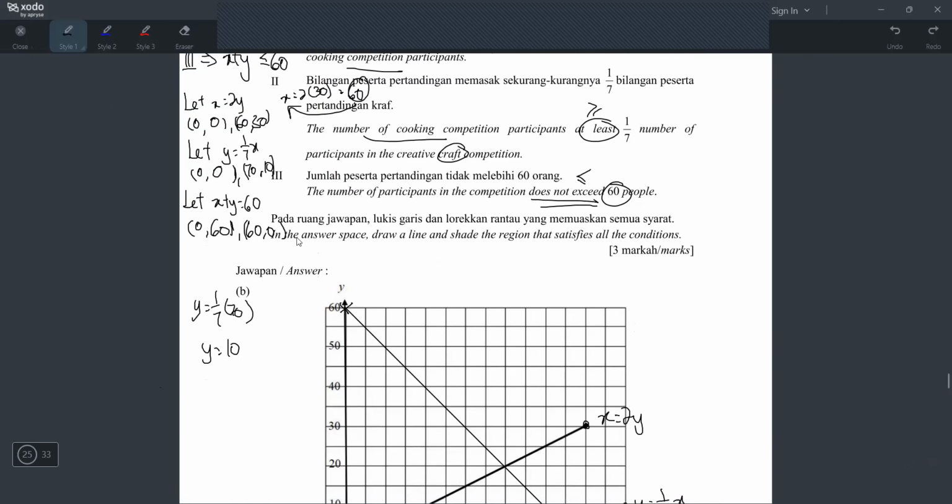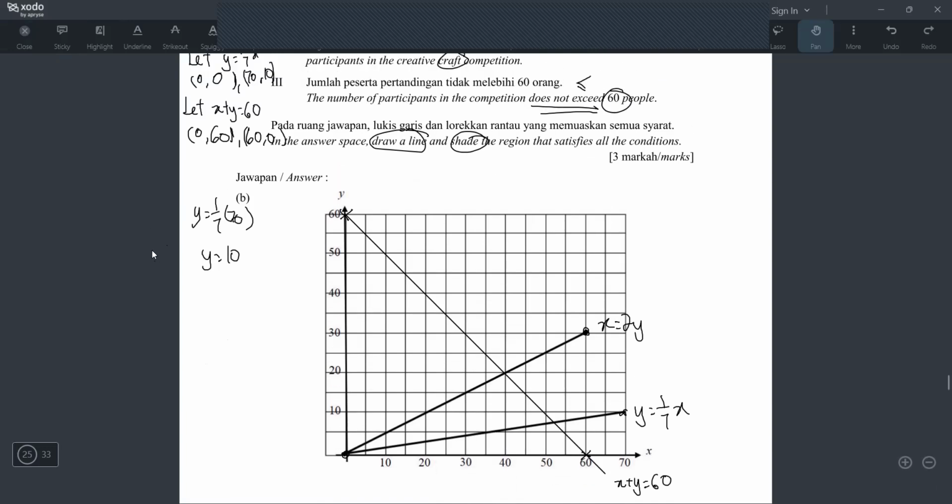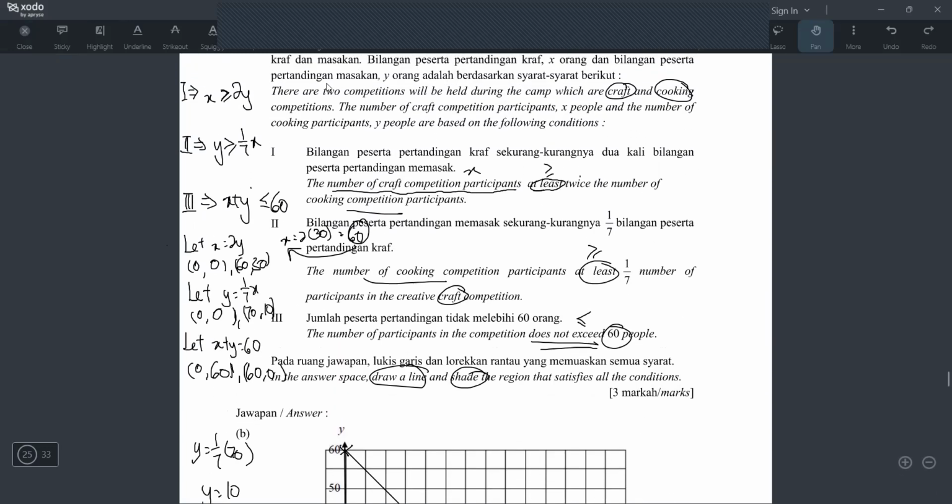So what they want to do, in the answer space, draw a line. Okay, I already draw, and then shade the region that satisfy all the conditions. So I have to shade. So how to shade? How to load it? We have to tengok balik simbol inequality saya, which is this. Saya kena tengok balik sini. Tapi bila kita tengok, kita tak boleh tengok macam ni. Oh, bigger, tak boleh. Kita kena tengok dari y. And y kena positif. So please tell me, y sudah positif.